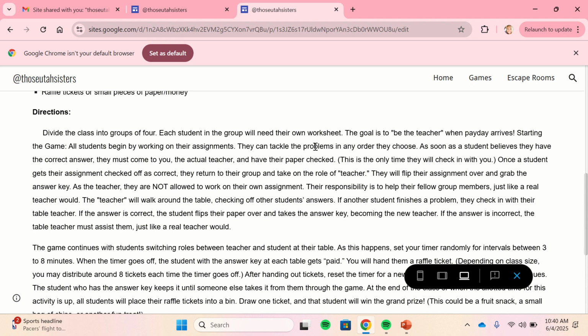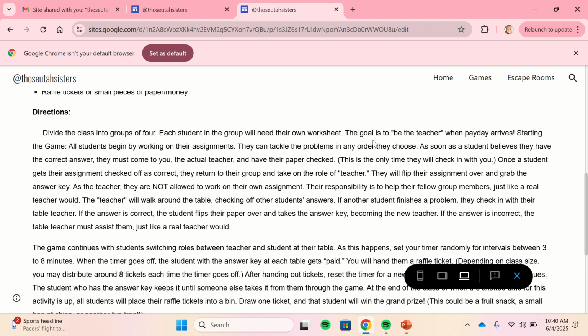Each student is going to get their own worksheet, and the goal of the game is to, quote, be the teacher when payday arrives. Starting the game, all students begin working on their assignments. They can tackle problems in any order they want, and as soon as a student believes they have the correct answer, they're going to come up to you, the actual teacher, and have their paper checked. This is the only time they're going to come up to you and ask to get their paper checked.